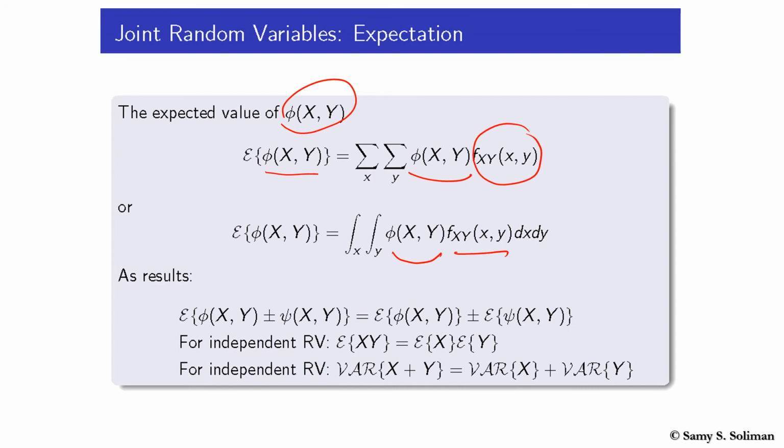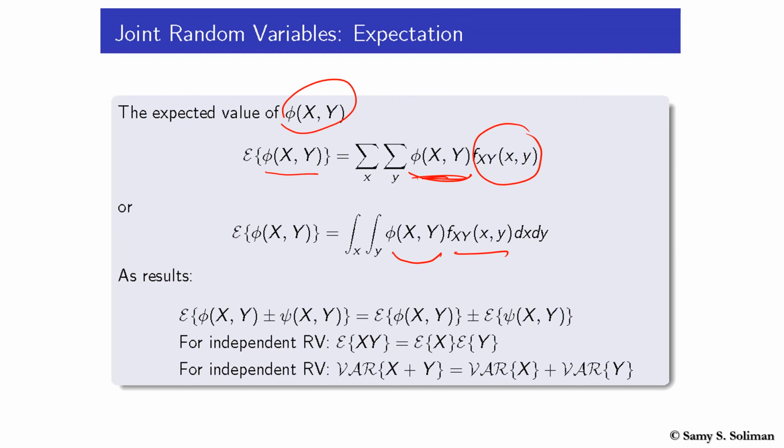This function, phi of x and y, can be any function. It can be just a function of x, or a function of only y, or a function of both of them, x and y. In all cases, we have to calculate the double summation of this function multiplied by the joint PMF, or the double integral of this function multiplied by the PDF. And we might have some interesting results here.